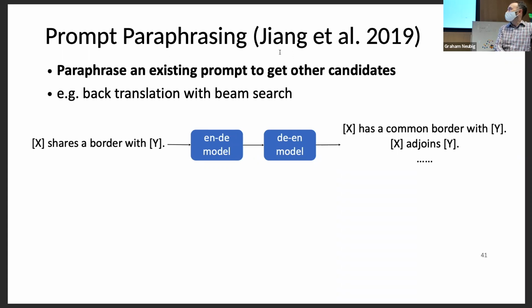Specifically, in this paper, by Zhengbao Jiang, one of the students in my lab, what we did is we translated the prompt into German, and then we translated it back into English. And because German and English are different languages, you can get multiple outputs, like "has a common border with," "adjoins," other things like this. Then, if you have a development set, you can test which one gives you the best accuracy and use that one, for example. Any questions about these?